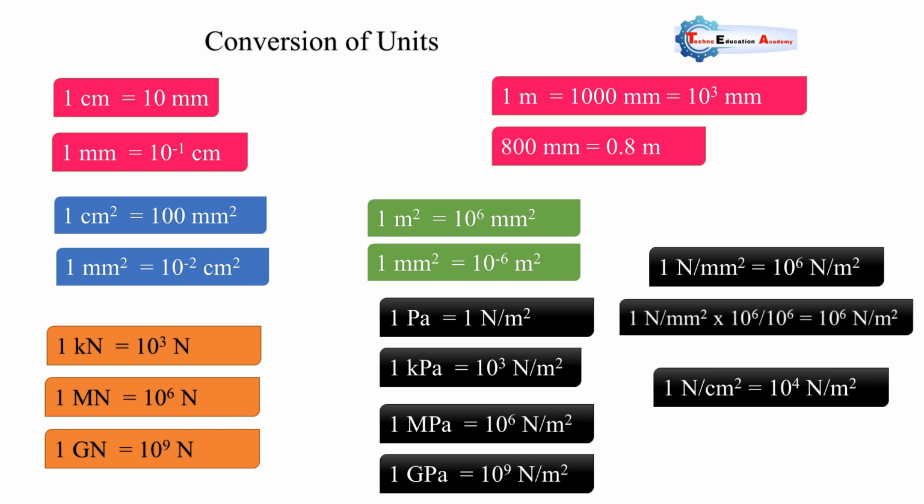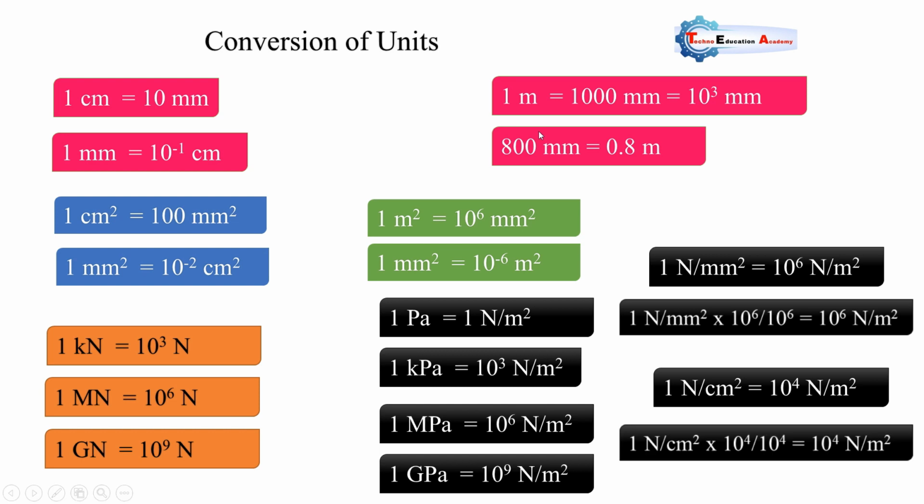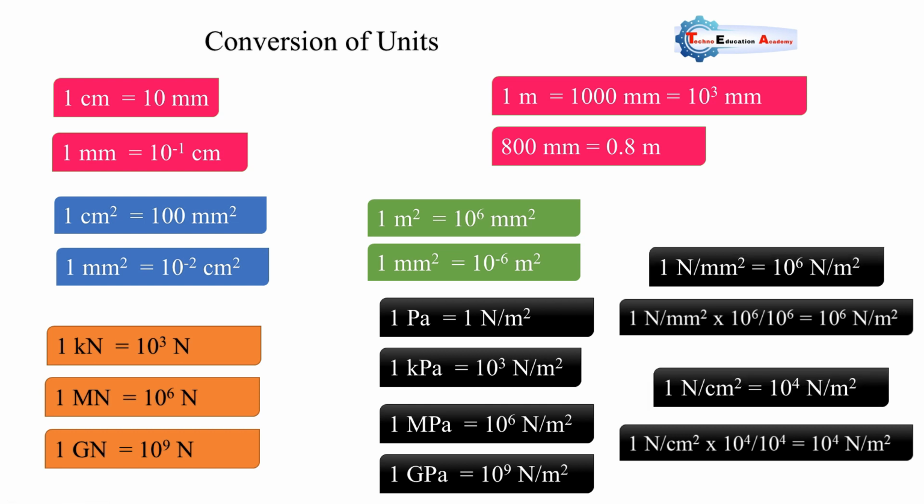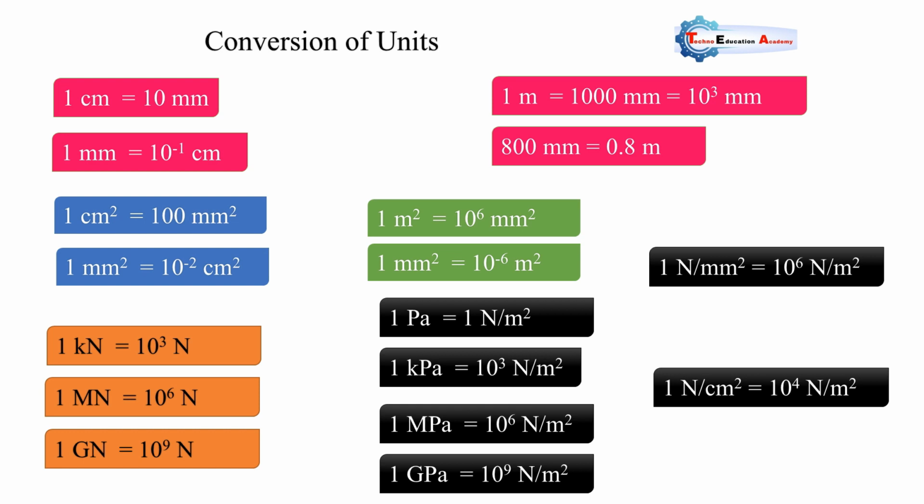So 1 Newton per mm square equals 10 raised to 6 Newton per meter square. Same as if the pressure value is given in Newton per centimeter square. Again we are using the previous relationship, 1 meter equals 100 centimeter. So multiply with 10 raised to 4 divided by 10 raised to 4. The 10 raised to 4 in the denominator is utilized to convert centimeter square into meter square. So the remaining term is 10 raised to 4 Newton per meter square. So 1 Newton per centimeter square equals 10 raised to 4 Newton per meter square. Remember guys, this relationship is useful to solve the examples, and you can also derive it.